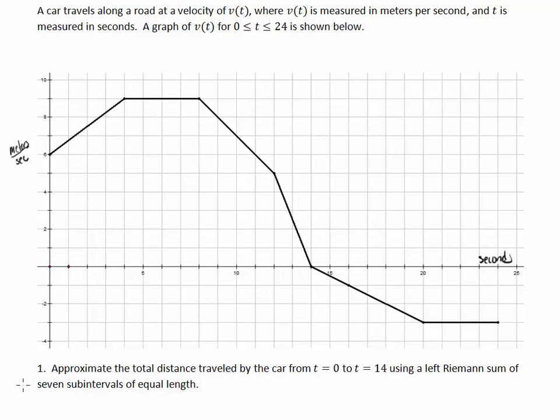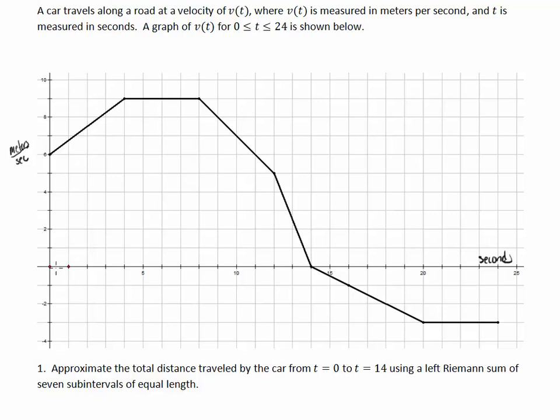All right, problem number one. Approximate the total distance traveled by the car from time equals 0 to time equals 14 using a left Riemann sum of 7 subintervals of equal length. We're just going from 0 to 14, so we're not worried about this space over here. We're just trying to approximate the area between the curve and the horizontal axis. We're going to be using a left Riemann sum of 7 subintervals.